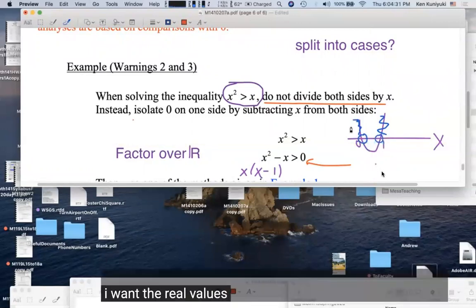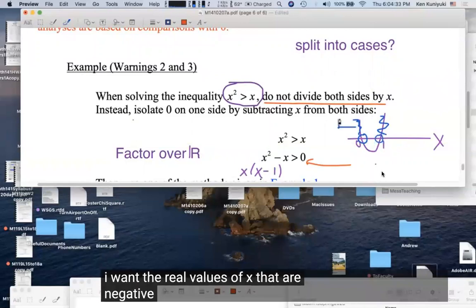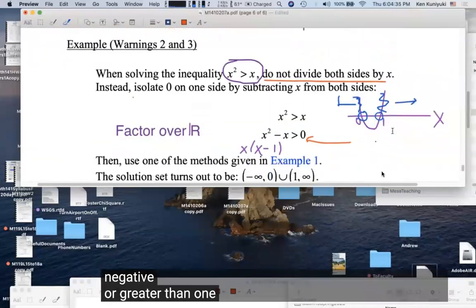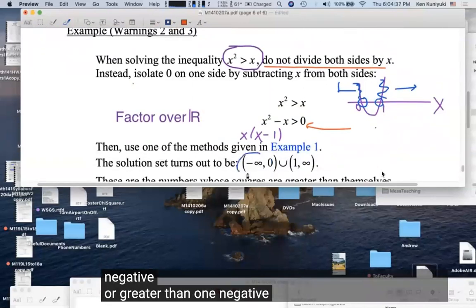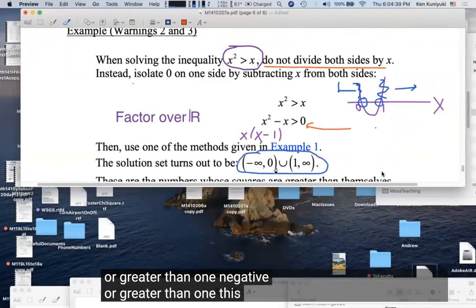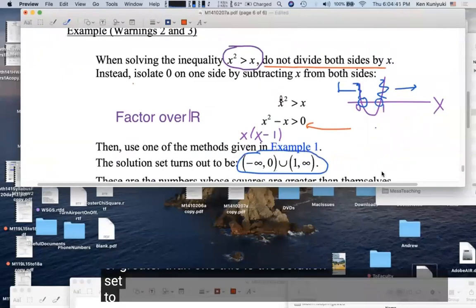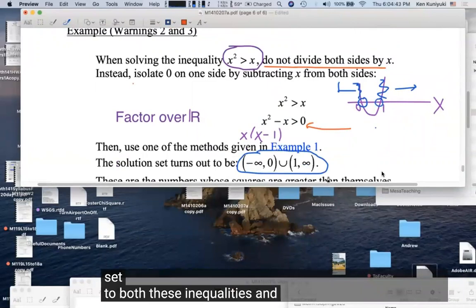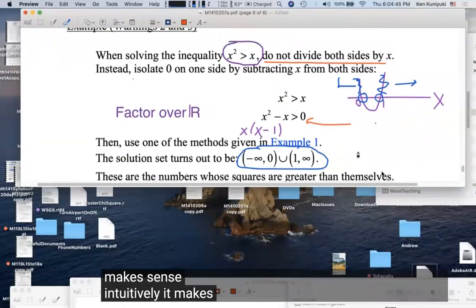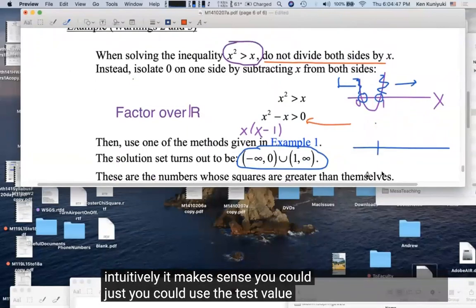I want the real values of x that are negative or greater than 1. Negative or greater than 1. This is the solution set to both these inequalities. And this makes sense. Intuitively, it makes sense. You could use the test value method.